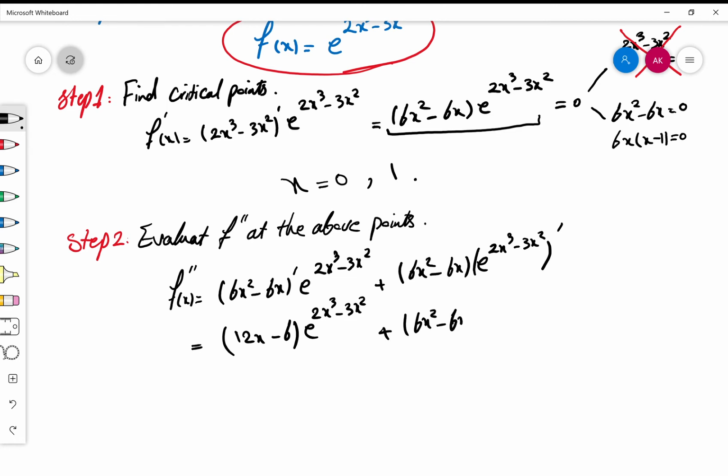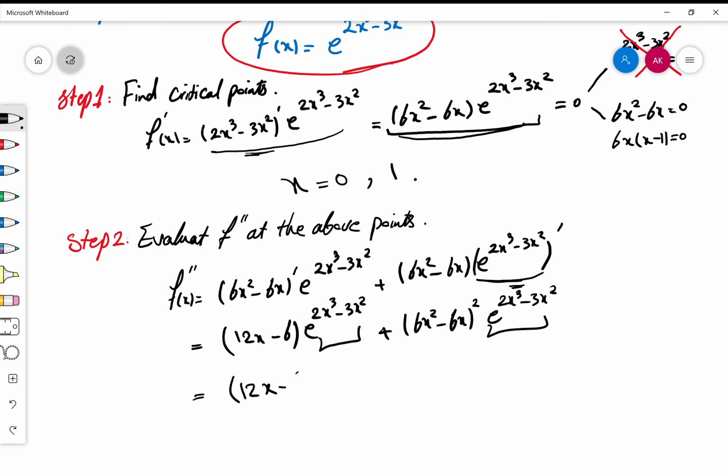And you see that the derivative of this factor is the same as the derivative of the function, so it will have again this same factor. So this will be squared, e to the power 2x cubed minus 3x squared. Then let's factor out e to the power 2x cubed minus 3x squared: 12x minus 6 plus 6x squared minus 6x squared times e to the power 2x cubed minus 3x squared.